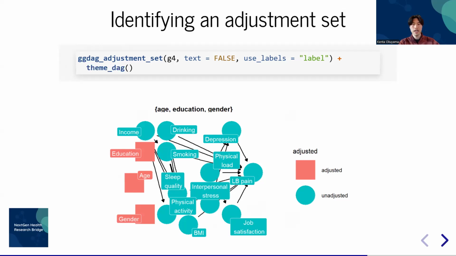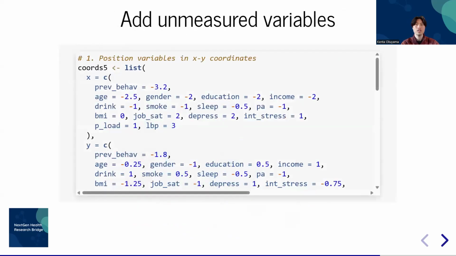But this is not the end. We still have something that we need to consider, which is unmeasured variables. In epidemiological research, we always have residual confounding, and it is almost impossible to account for everything, but it's always good practice to at least try our best.